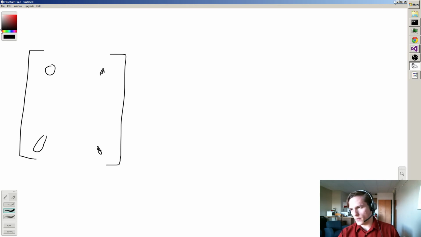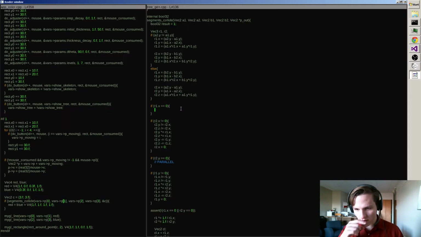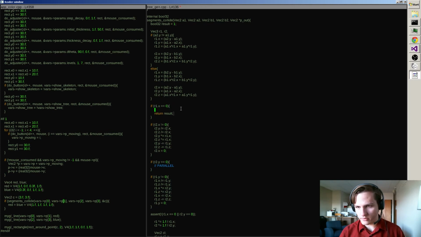Interval overlap. Okay. So, if that's the case, then at the end of this we'll return the result, and the result will equal r1 dot.